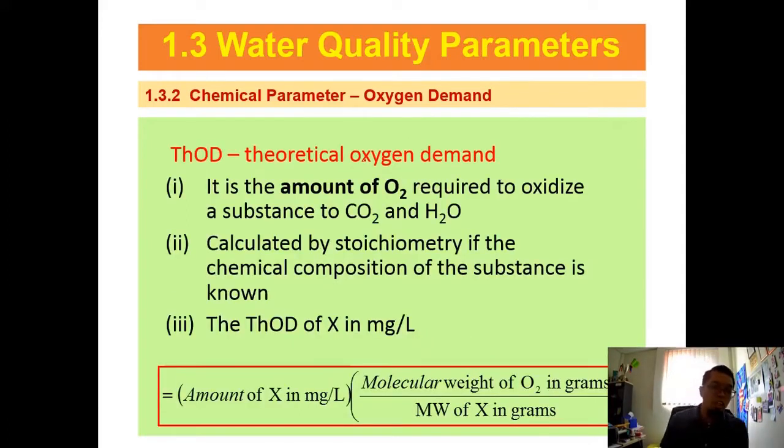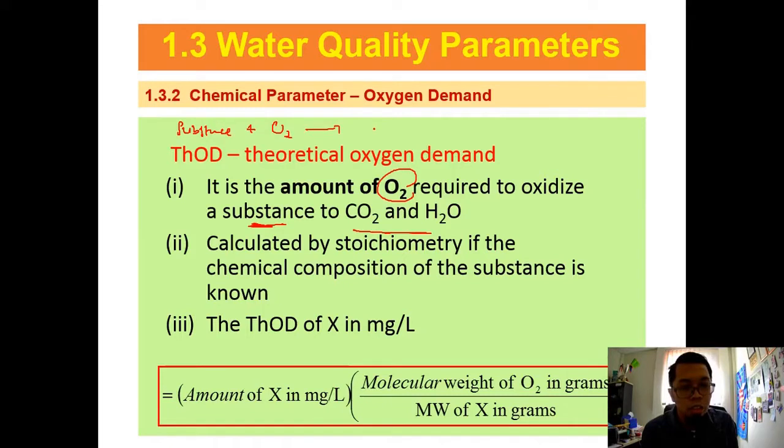Okay, the theoretical oxygen demand defines that the substance requires O2 and produces carbon dioxide and water. So that means the formula: the reaction substance plus O2 produces carbon dioxide plus H2O, water. Okay, calculate by stoichiometry if the chemical composition of the substance is known.